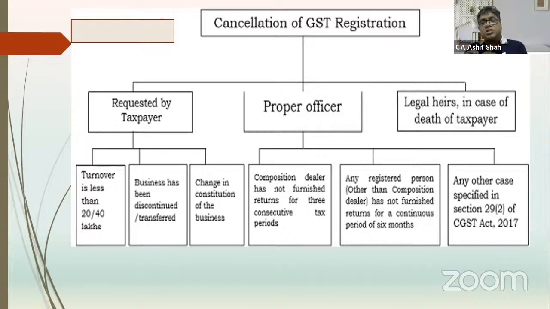Under which circumstances will the proper officer invoke the provision of the cancellation of registration? Number one, a composition dealer has not furnished the return for three consecutive periods. This we will see in the later slide. And legal heirs, if the taxpayer has died, then they can do it.